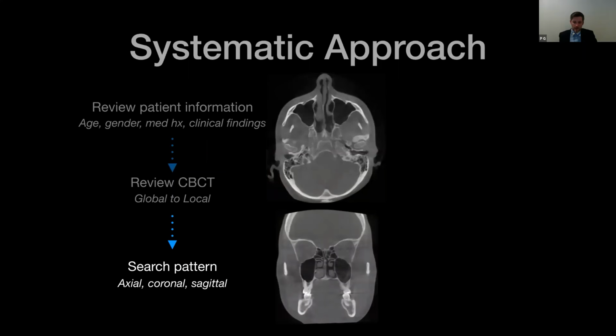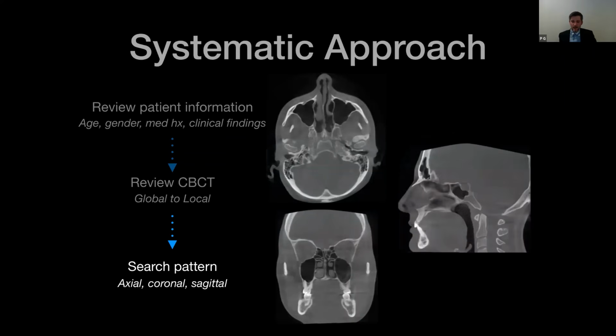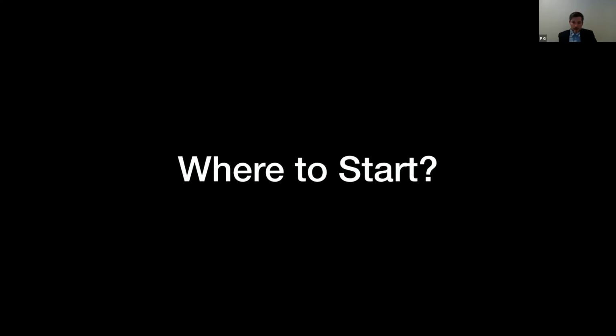So again, axial would be this slice here, and then coronal would be down here, and then at the end, I like to look at the sagittal view, and that's because you can't compare right and left sides in the sagittal slices. So where to start? This is my workflow that I'm about to go over. This is how I always start reviewing every case that I read.